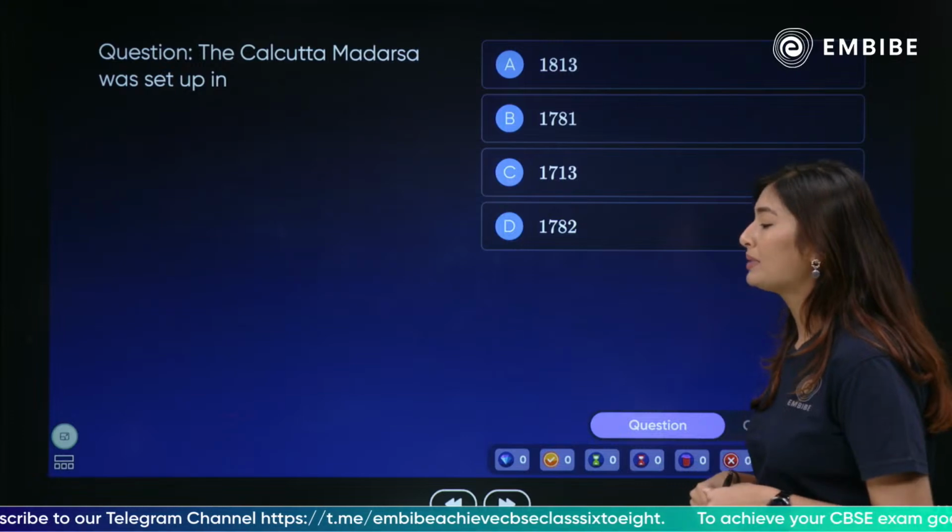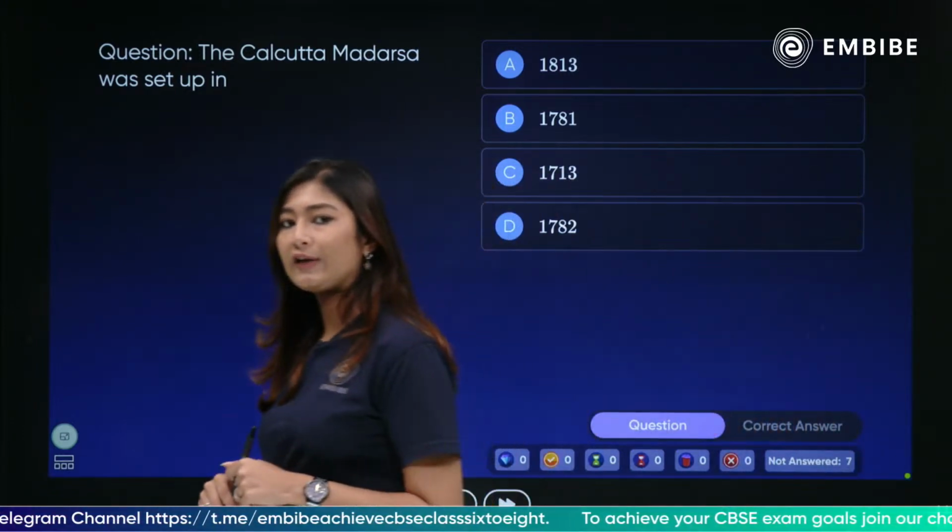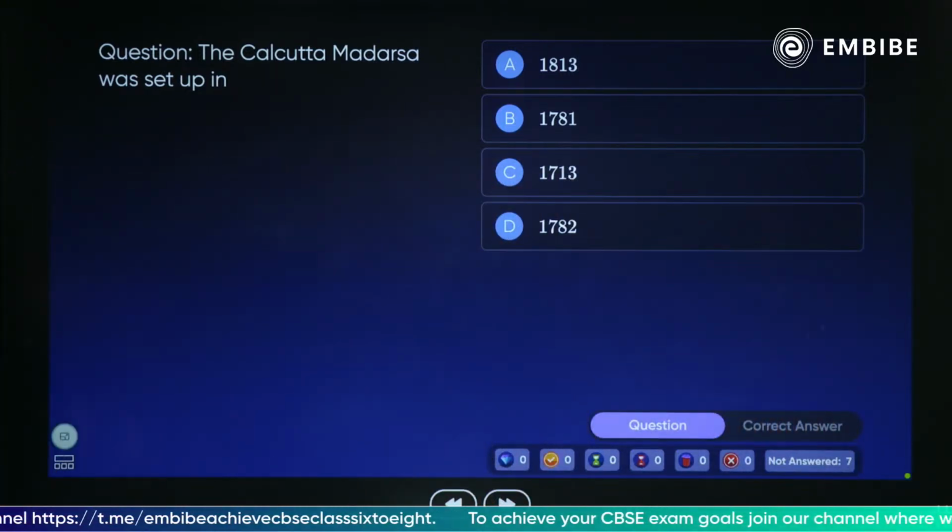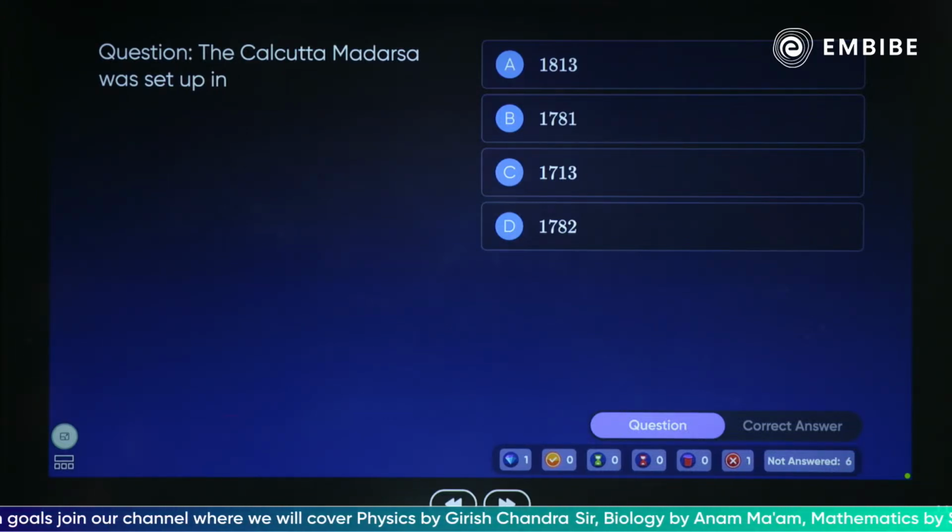ठीक है, चलो तो अब इसी बात पे एक नेक्स्ट क्विज क्वेश्चन भी फटाफट से कर लेते हैं. The question is: Calcutta Madrasa was set up in which year? 1813, 1781, 1713 और 1782. कौन से साल में जो कलकत्ता मदरसा है उसे सेटअप किया गया था?